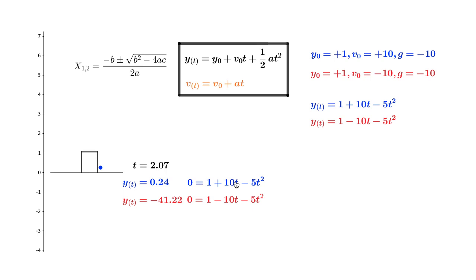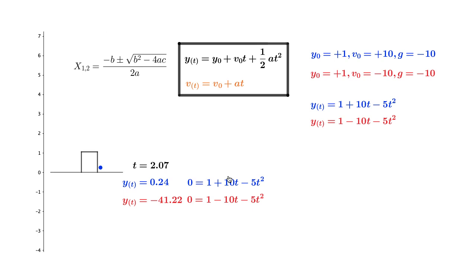Let's start off by solving for the blue equation. The parameters for our blue equation give us that a is equal to minus 5, b is equal to 10, and c is equal to 1. Remember, if our unknown is t, that is if we want to solve for t, then a will be the coefficient in front of the t squared term, b will be the coefficient in front of the t term, and c will be the constant.